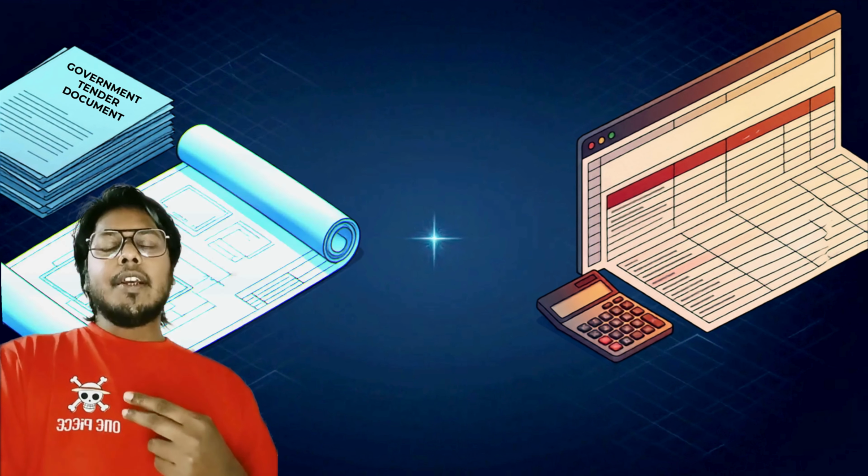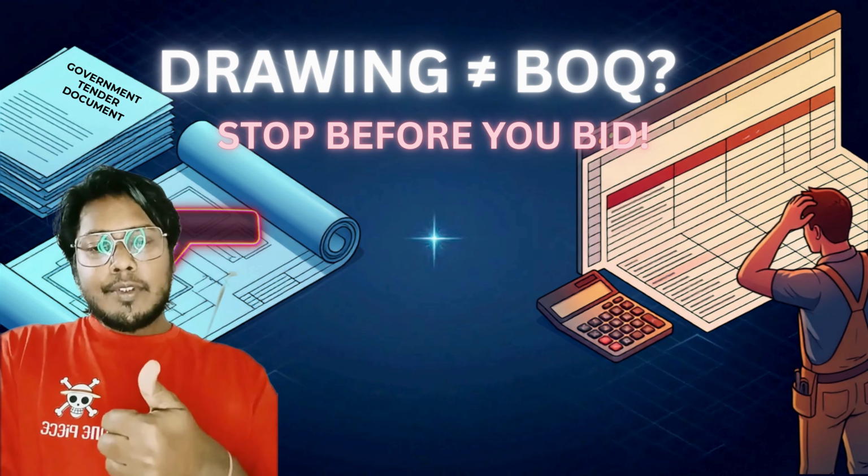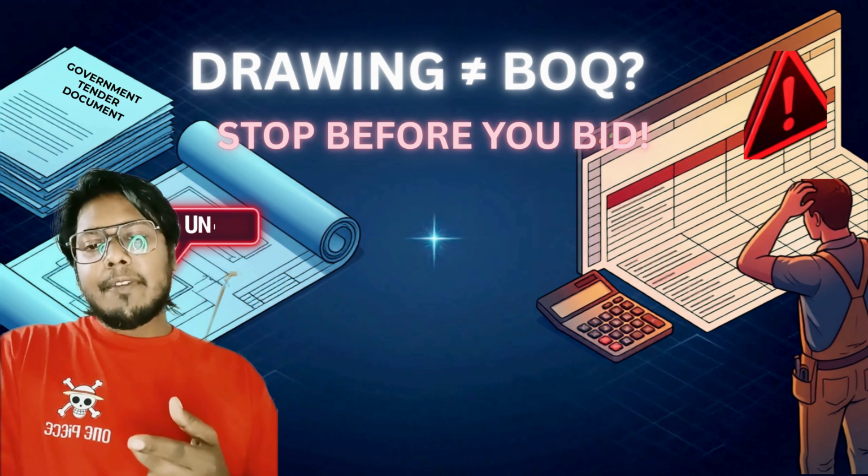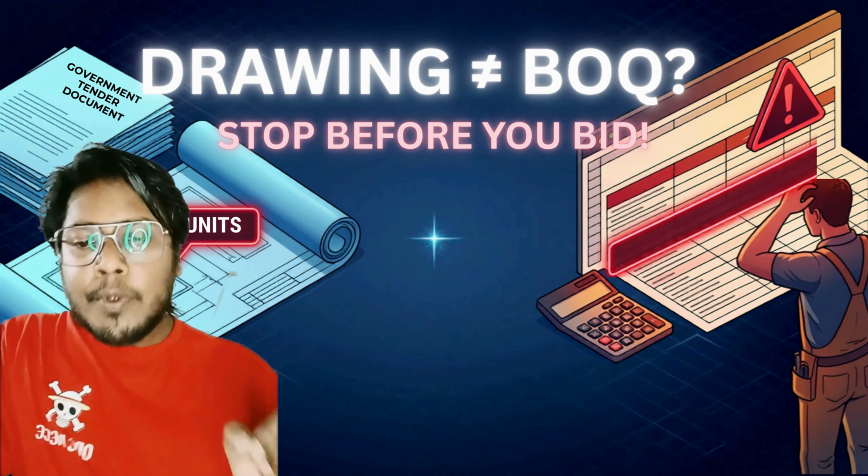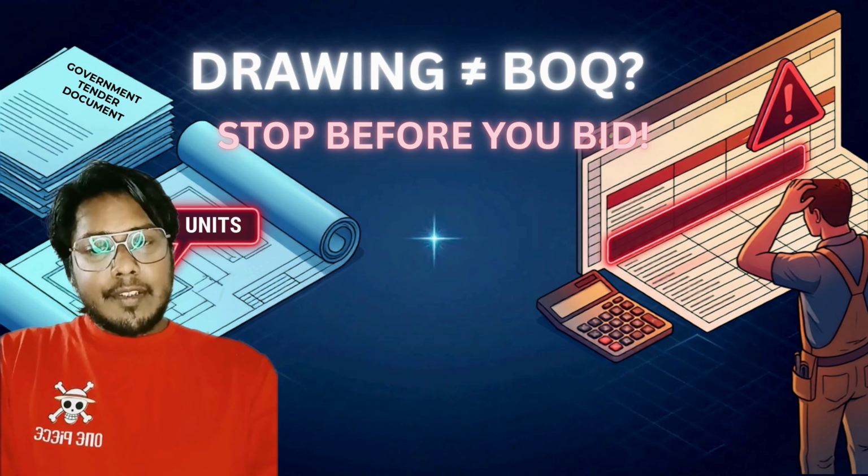Imagine you win a 2 crore tender. You start the work and then discover something terrifying. The drawing doesn't match the BOQ. Now, who's going to pay for the extra work?